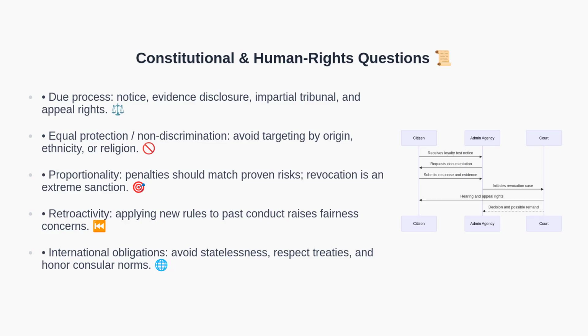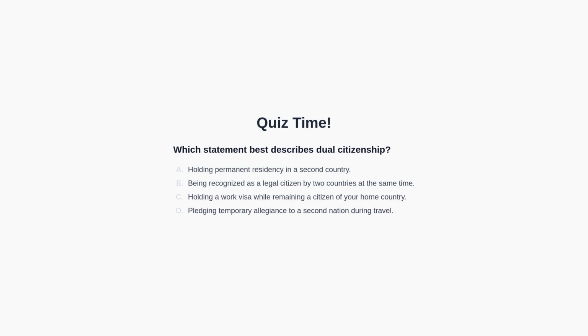Now let's test your understanding with a quick quiz. Quiz time. Which statement best describes dual citizenship? Option A. Holding permanent residency in a second country. Option B. Being recognized as a legal citizen by two countries at the same time. Option C. Holding a work visa while remaining a citizen of your home country. Option D. Pledging temporary allegiance to a second nation during travel. You may pause the video now to think about the answer. We will discuss the answer in the next section of the video.